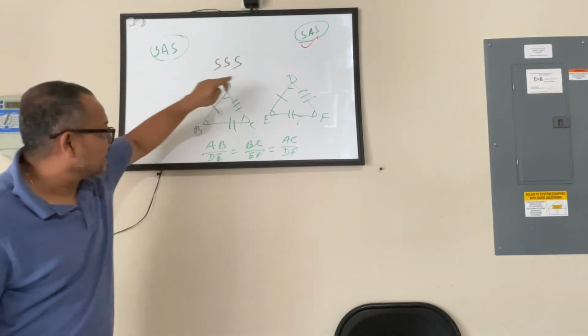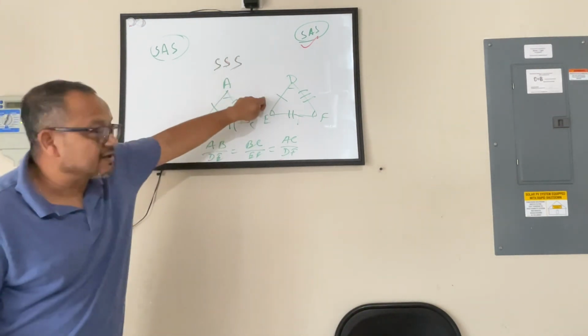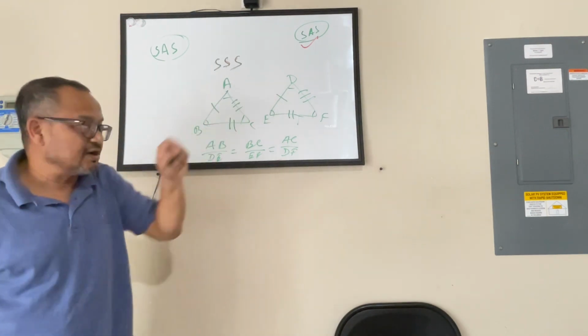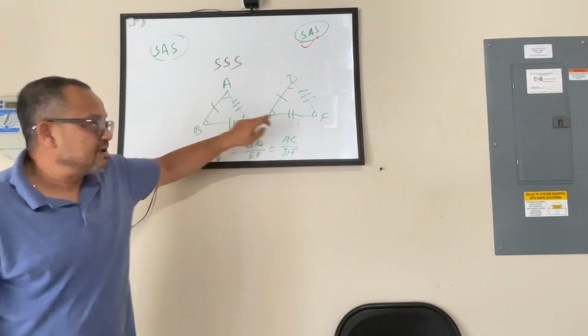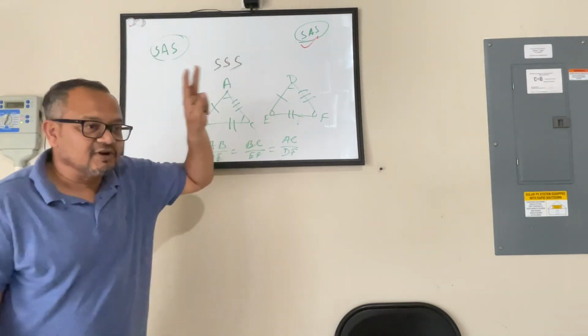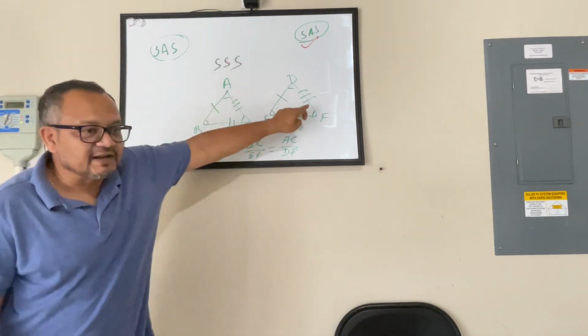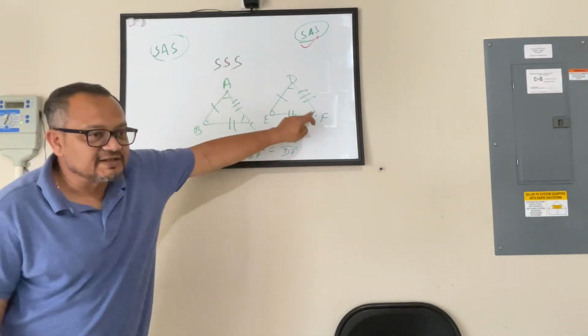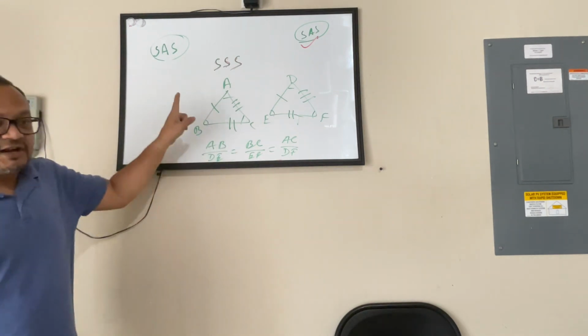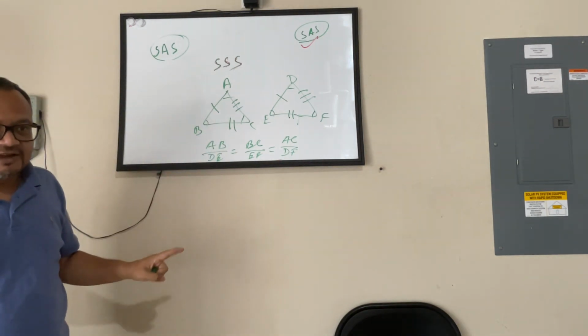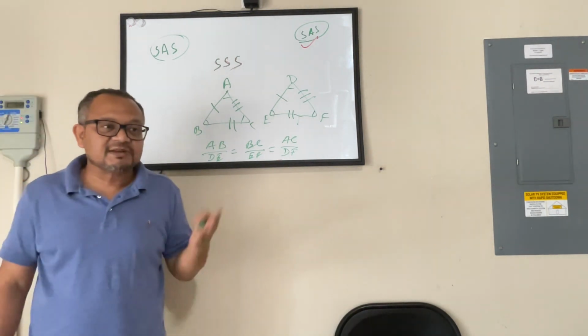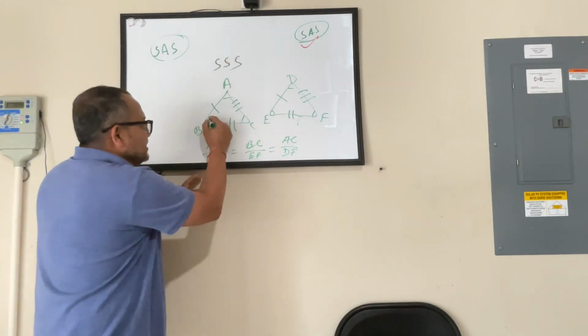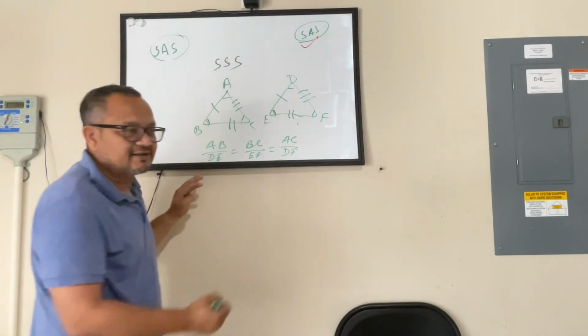Side A by side A: this side and this side are same, so it equals 1. Side B by side B equals 1. Side C by side C equals 1. So they are in the same proportion already. If they are in the same proportion, that means they are similar triangles, meaning these angles also are matching.